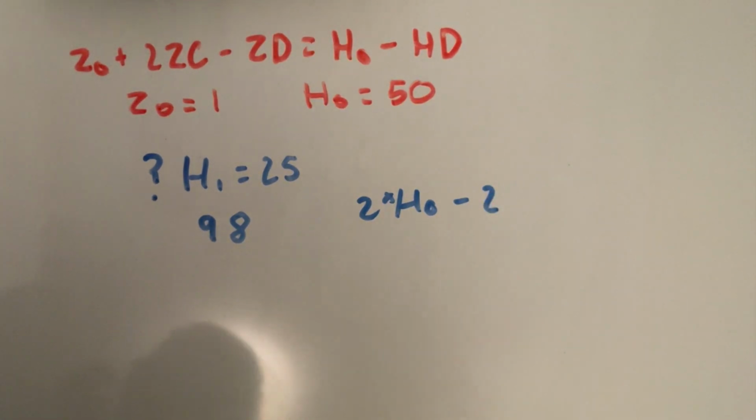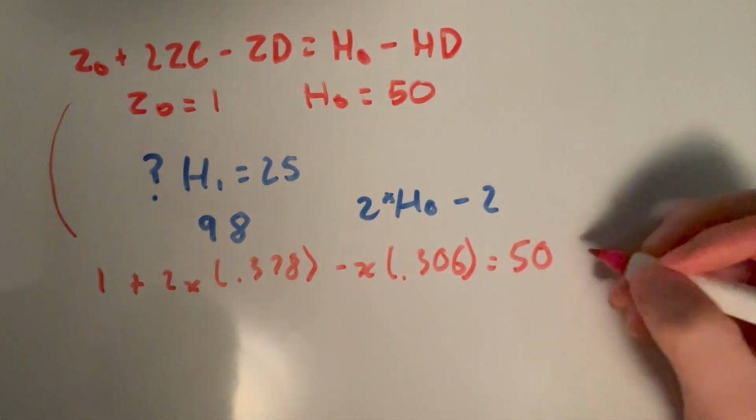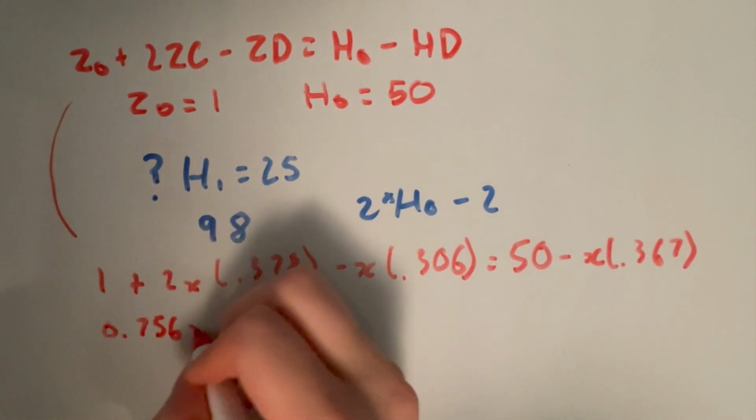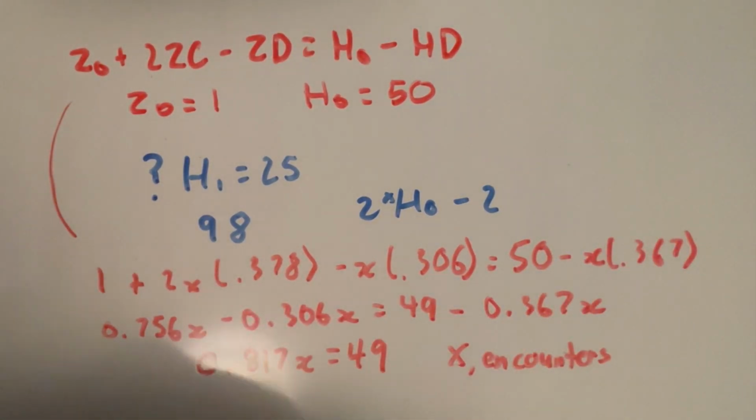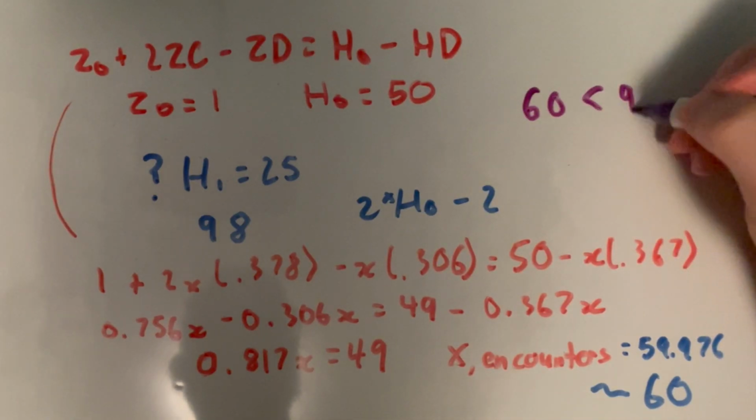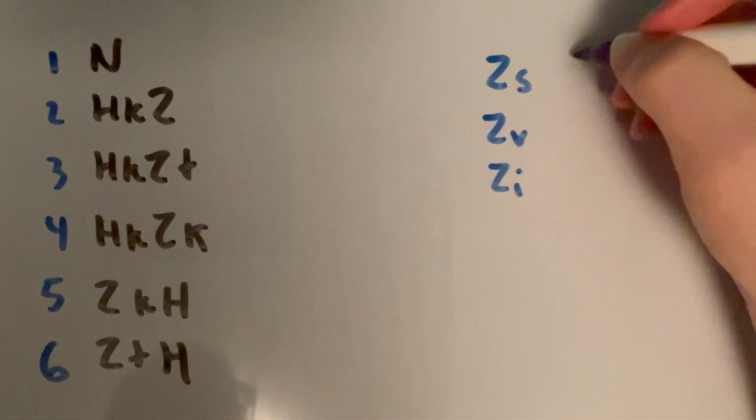Let's solve for x, with x being the number of encounters required. After entering in the relevant percentages for each outcome in the following equation, we can solve for x, or encounters, to be roughly 60. Since 60 is less than 98, this zombie outbreak in particular is successful.